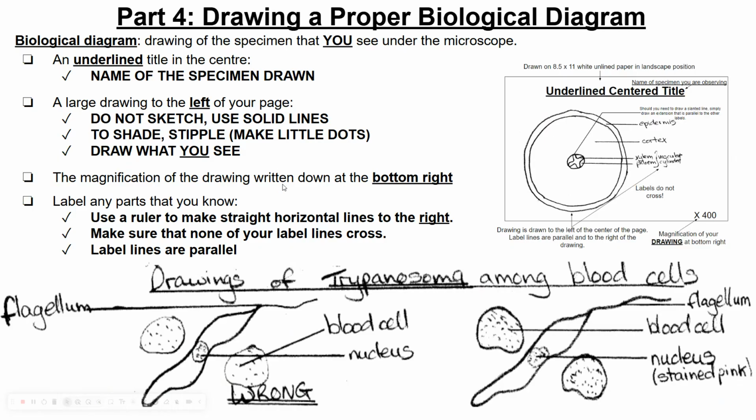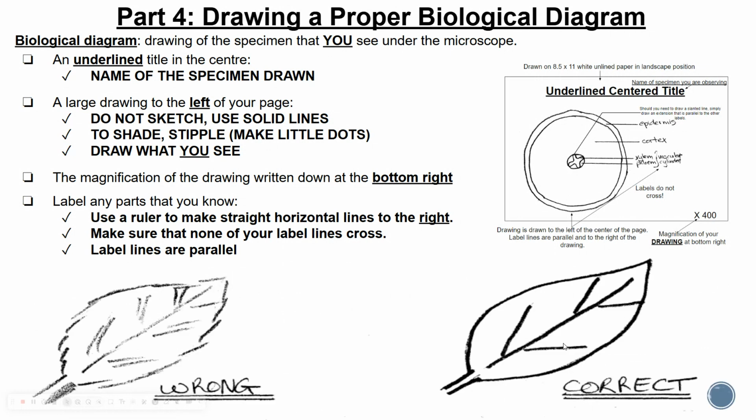So you can see over here some examples of what not to do and what to do. You can see here when you're labeling that lines have crossed here. That's wrong. You never want the lines to cross. So make sure your lines don't cross. Over here you can see something that has been sketched. You don't want that. You want something with firm, solid lines. No sketching, just firm, solid lines.